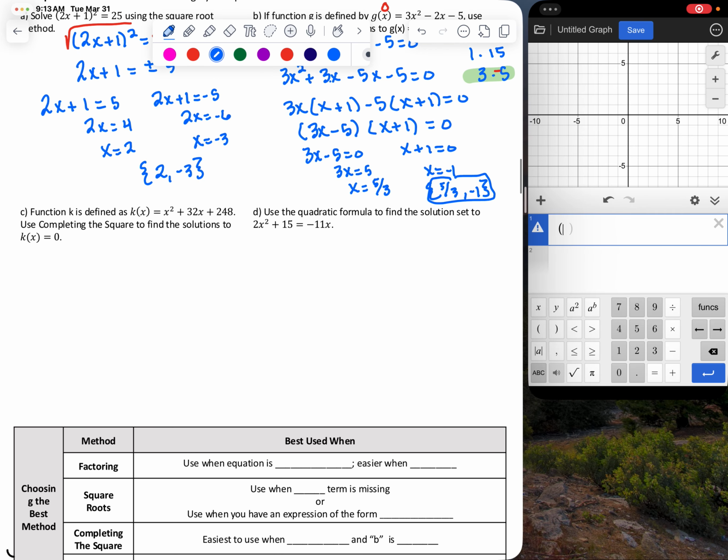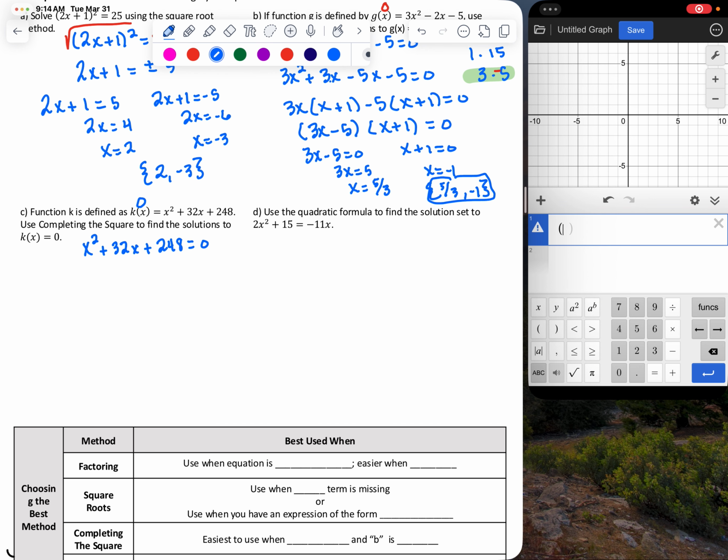All right, problem C. Function k is defined as k(x) = x² + 32x + 248. Use completing the square to find the solutions to k(x) = 0. So what they're wanting me to do is put a 0 in for k(x). So when I do that, I would get the equation x² + 32x + 248 = 0.